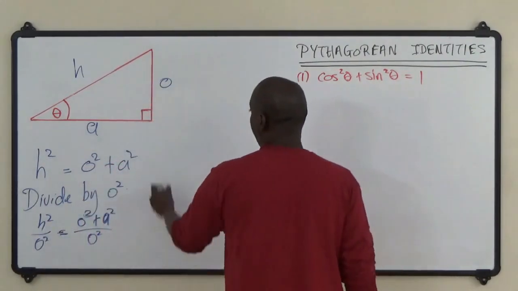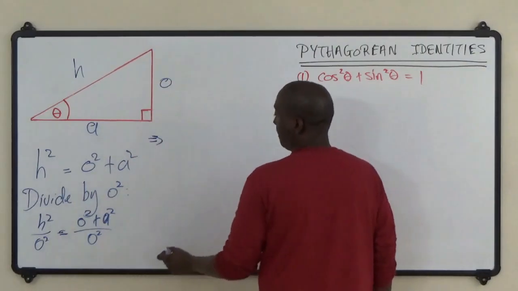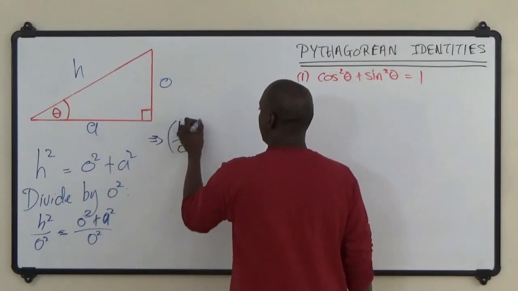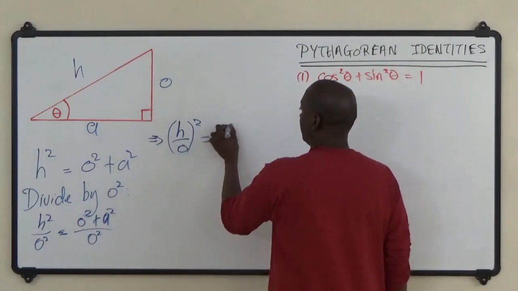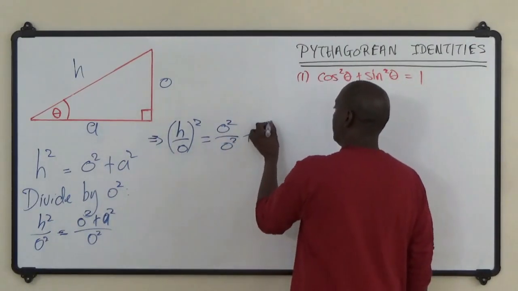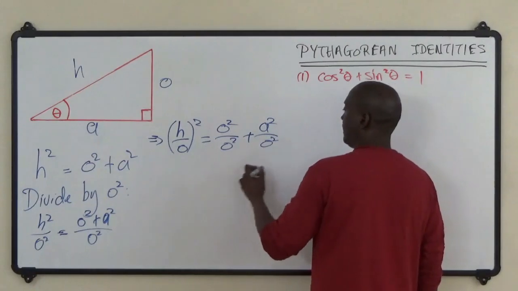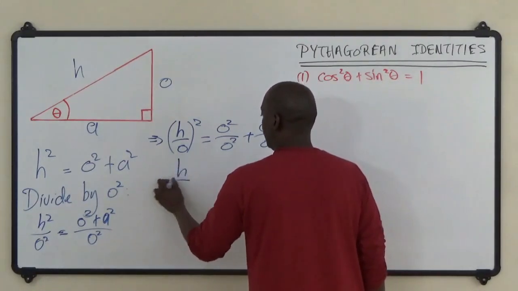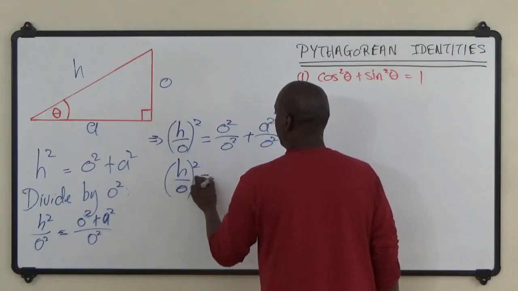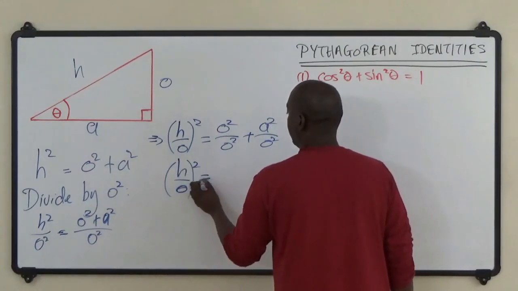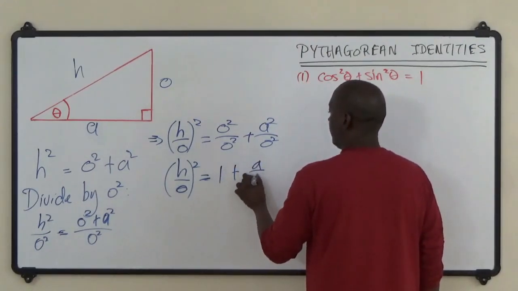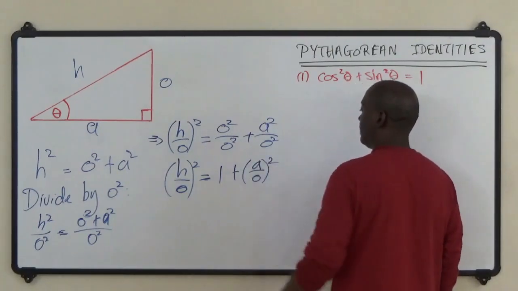All right? And we're going again. This is the same thing as h over o, all squared, being equal to o squared over o squared plus a squared over o squared, which is the same thing as h over o in brackets all to be squared. This is an o, not a 6, being equal to 1. Right? o squared over o squared is 1 plus a over o in brackets all to be squared.